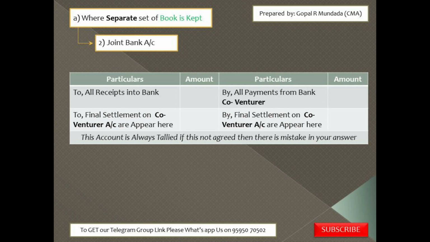So guys, the next account is the joint bank account. Basically this is the cash book of the joint venture. All receipts are recorded on the debit side and all payments are recorded on the credit side. The final settlement of the co-venturer accounts is lastly put into this account so that it tallies. So guys, the joint bank account is always tallied.